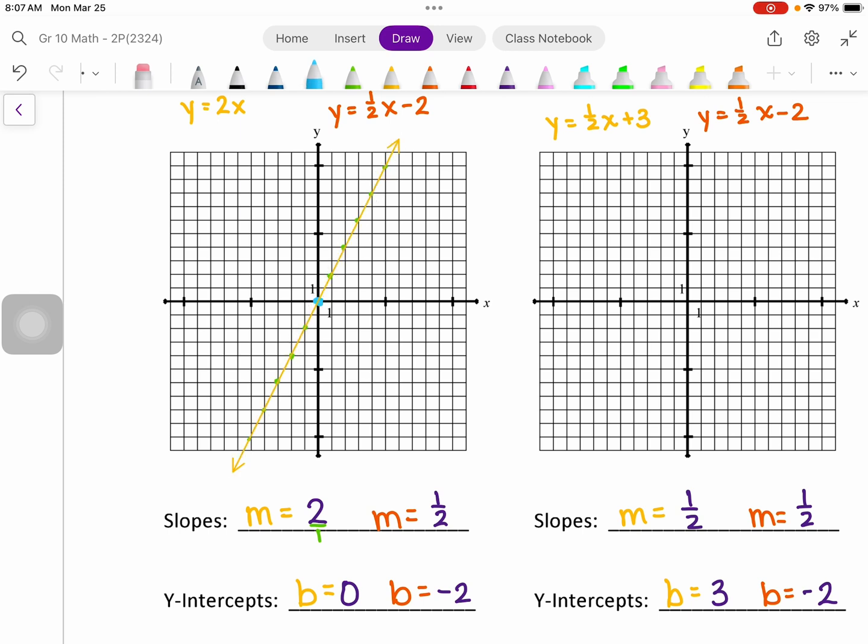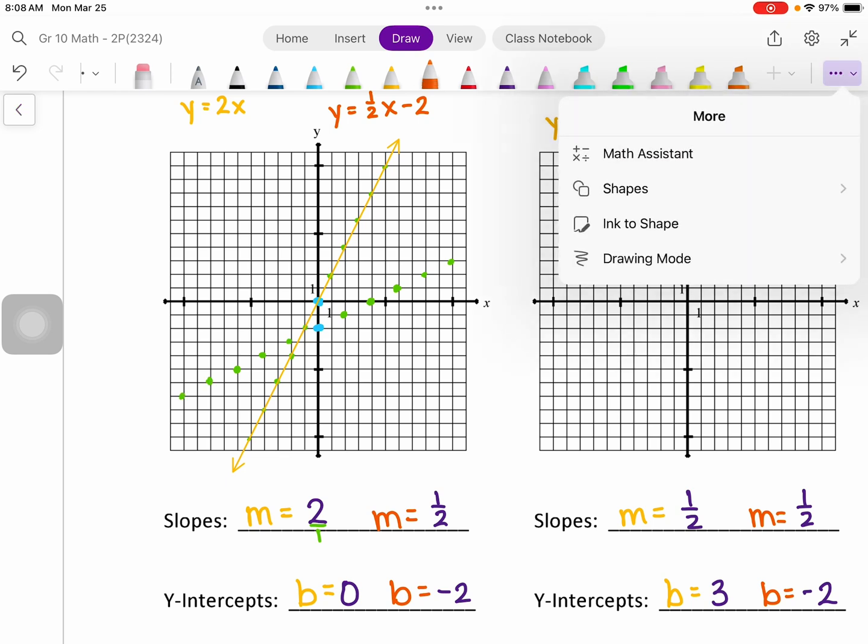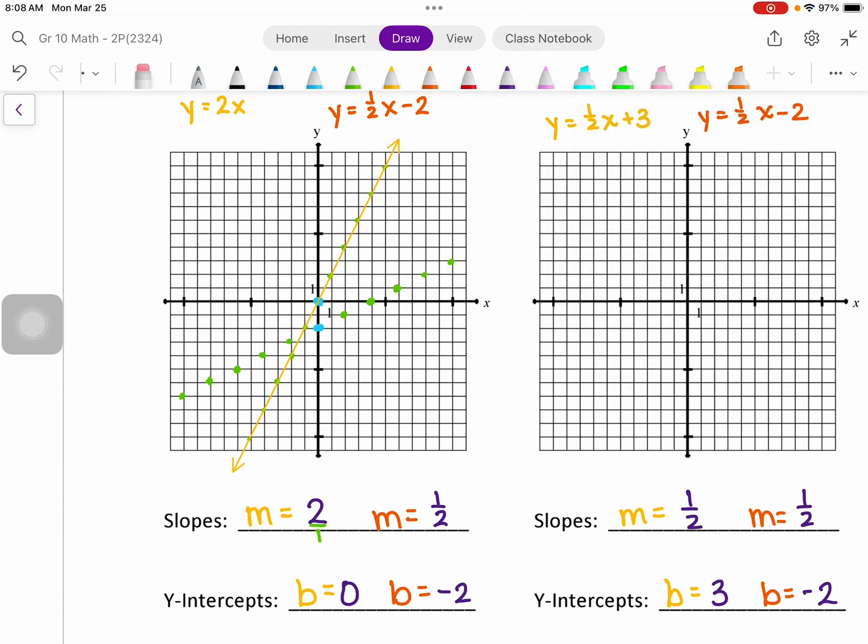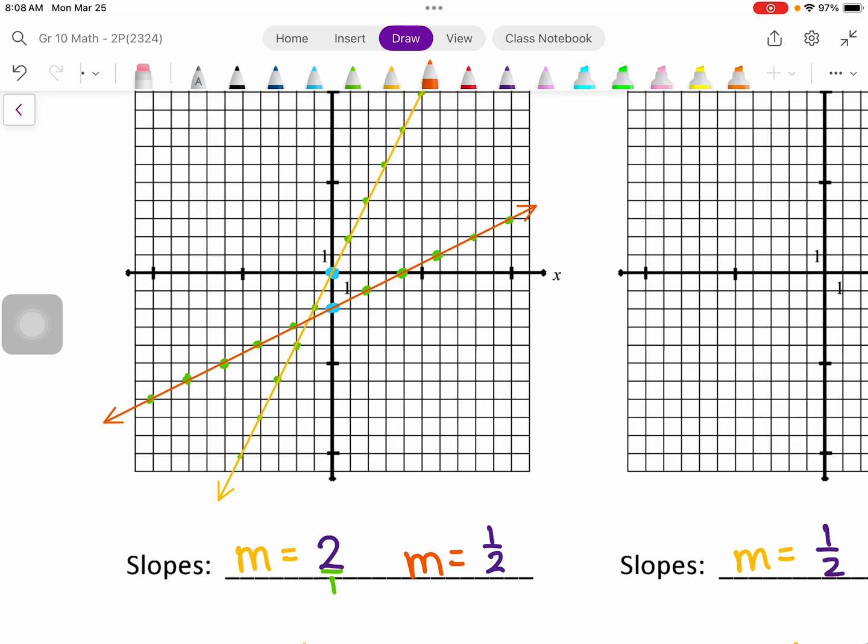And then we'll plot the next one. So b, or y-intercept, is -2. So on my y-axis, I'm finding -2. And then I'm using my slope of 1 over 2. So up 1 to the right 2, up 1 to the right 2, continuing on, and down 1 and to the left 2, continuing that pattern on the other side. Then we will draw in our line. So we can see here that we have one point of intersection happening. So we have one place where our 2 lines are going to cross.